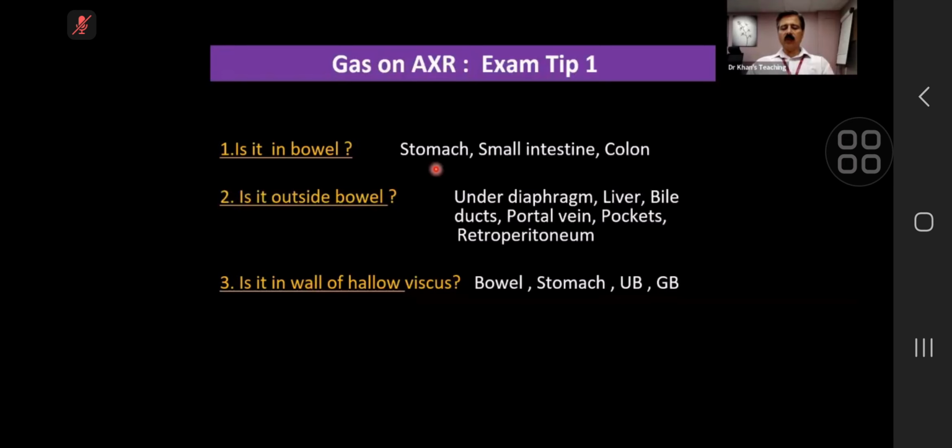So within the bowel, it can be within the stomach, small intestine or colon. Outside the bowel, it can be under the diaphragm, it can be within the liver or any other viscera, it can be in the bile ducts, the portal vein, there can be pockets of free air, it can be in the retroperitoneum. All of these are exam cases. And these are again exam cases. So here, the gas is present, but this gas is present in the wall of the viscera. And again, they will come in the exam. Is it in the bowel loops or in the stomach or urinary bladder or gallbladder, etc. So I'll show you examples.